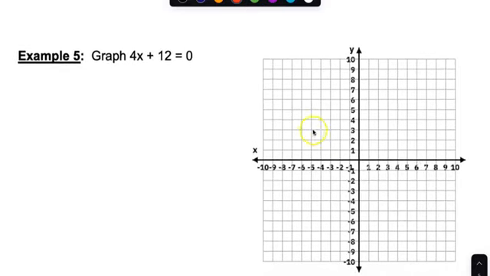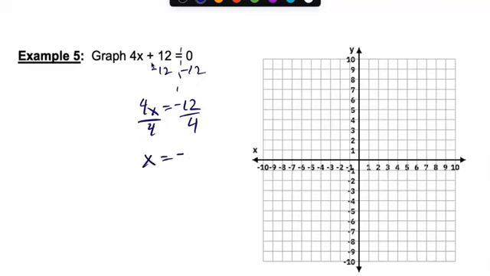One last one. Graph 4x plus 12 equals 0. So first I've got to get x by itself because there's only one variable. So let's solve for x. Let's subtract the 12 from both sides. So I get 4x equals negative 12. Divide by 4. X equals negative 3.